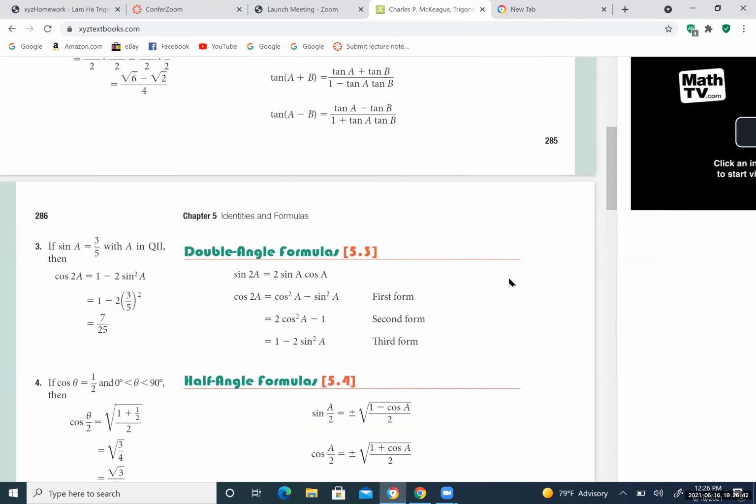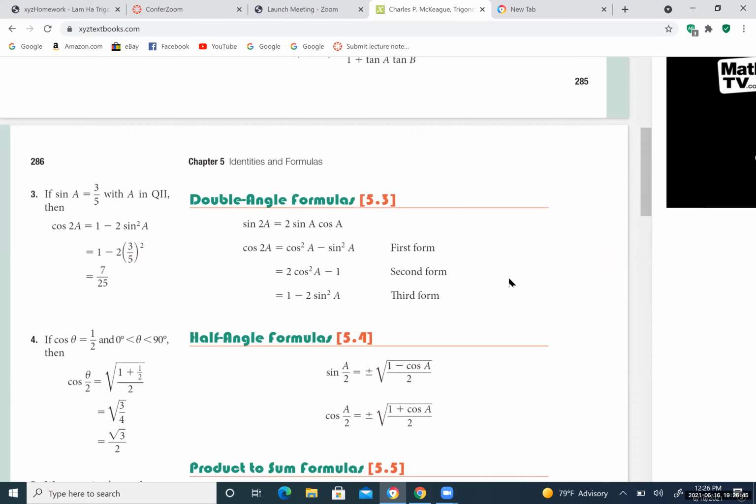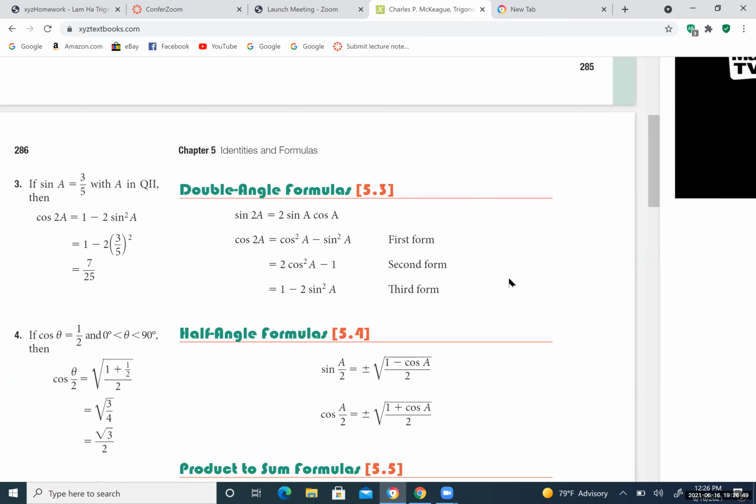Okay, so double angle formulas. We're focusing on sine 2a. We use a lot of sine 2a and a lot of cosine 2a, but sine 2a is more common. So sine 2a equals 2 times sine a times cosine a. For cosine 2a, you have 3 formulas. You have cosine square a minus sine square a. Another formula is 2 times cosine square a minus 1. Another formula is 1 minus 2 sine square a.